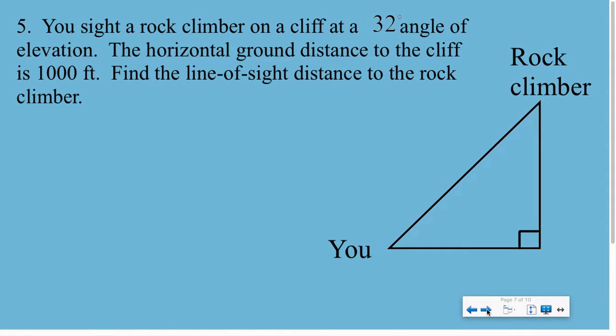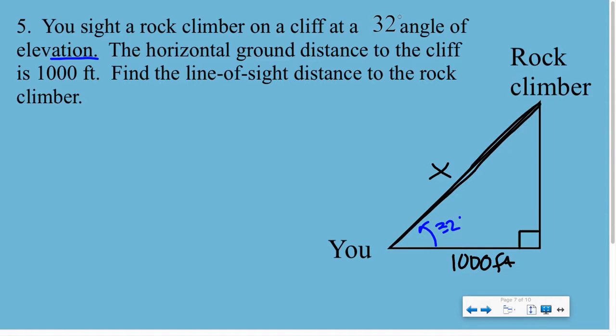Number 5. You sight a rock climber on a cliff at a 32-degree angle of elevation. So you are down here in the bottom left corner. Angle of elevation is going to be above the horizontal line. I know yours is already labeled, so there's your 35 degrees. The horizontal ground distance to the cliff is 1,000 feet. 32. Oh, it says 32, sorry. So then here's my 1,000 feet. Find the line of sight distance to the rock climber. So you are actually trying to find the hypotenuse this time. Line of sight is the line that connects the 2 objects.